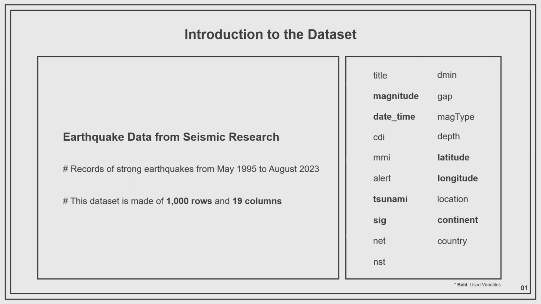This data set utilized in our presentation contains information regarding significant earthquakes that occurred between 1995 and 2023. This data includes variables such as the earthquake's magnitude, depth, location in both latitude and longitude, and whether or not a tsunami occurred as a result, as well as the significance of the earthquake.